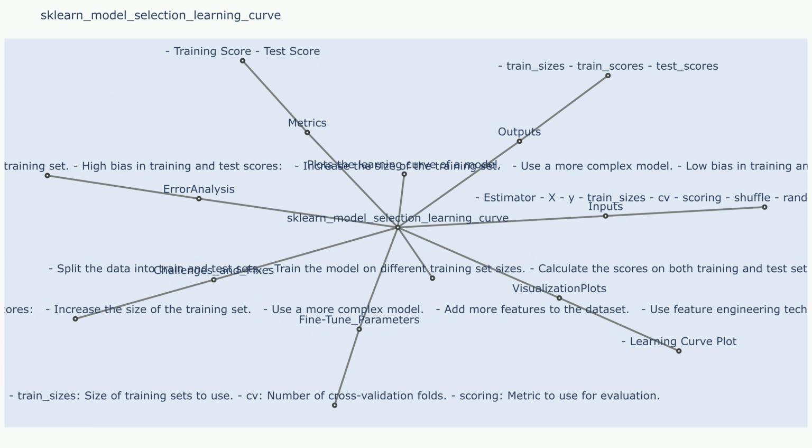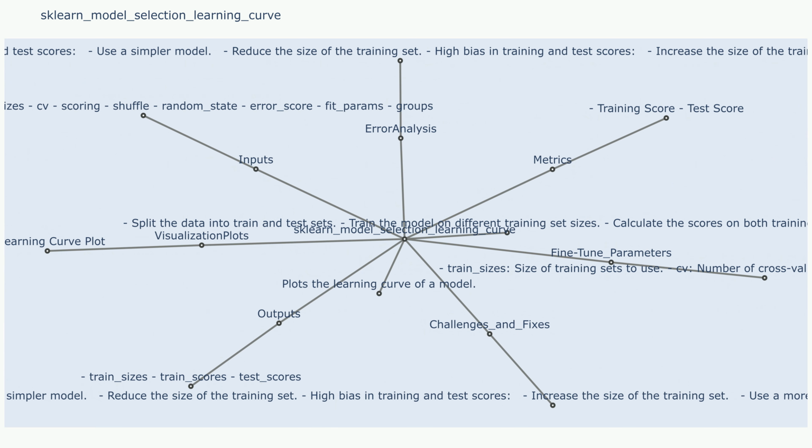Uncertainty methods. Confidence intervals. The confidence intervals for the training and validation scores can be computed and plotted on the learning curve. This can help to assess the uncertainty in the estimated scores. Challenges and fixes. Challenge 1. The learning curve may not show a clear trend, or it may not converge to a stable score. Sample use case that resulted in challenge 1. The model may be underfitting or overfitting the data.